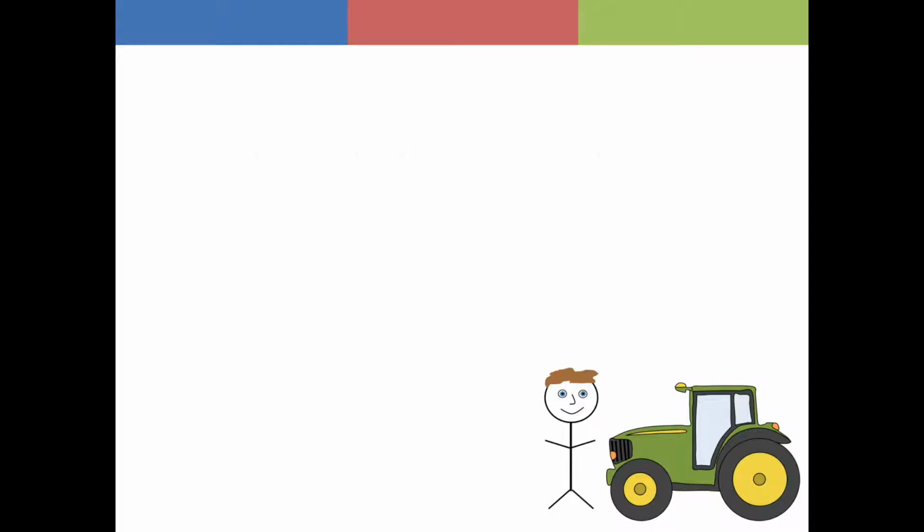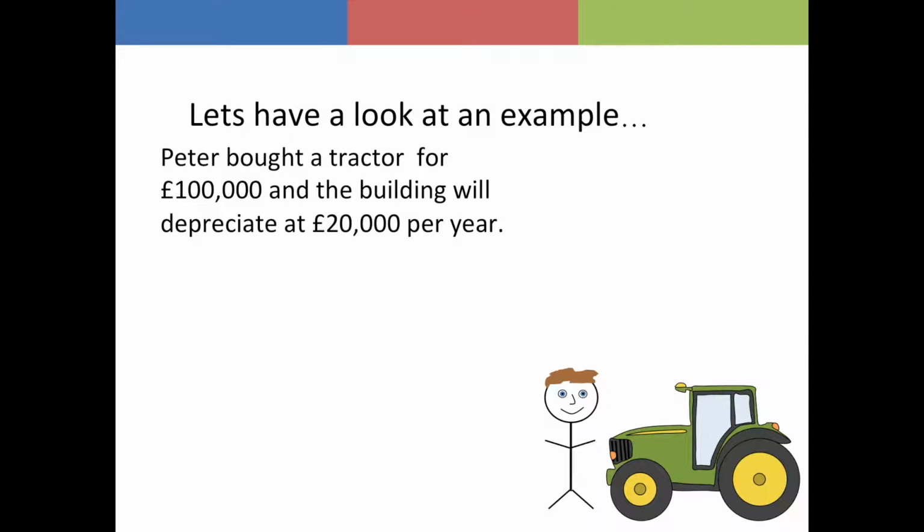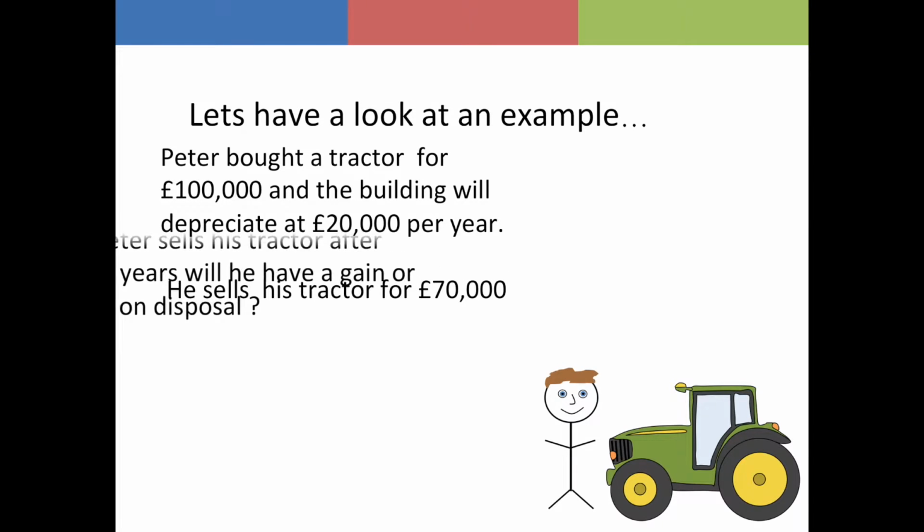Let's have a look at an example. Peter is a farmer and has bought a tractor for £100,000 and its depreciation rate is 20% per year on a straight line basis. After 2 years, Peter wants to sell the tractor to buy a new one. He has sold the tractor for £70,000. Has he made a loss or gain on disposal?